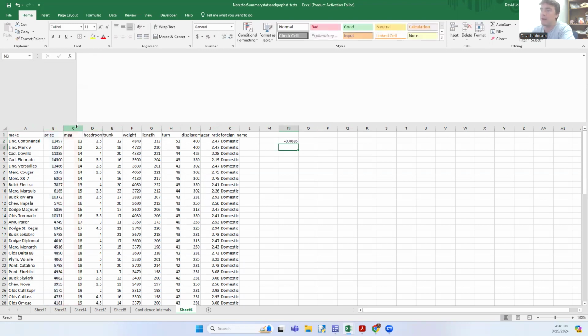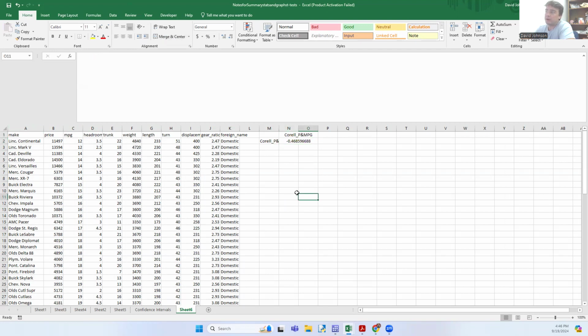And this just tells you how the two move. If one goes up, what happens to the other one? And so what this is saying is that if the miles per gallon goes up, then the price will go down. There's an inverse relationship between the two. And you can think of this as an economy versus luxury cars. So this would be the correlation of price and MPG. Now, let's just go ahead and move that up here. And we'll just merge that.